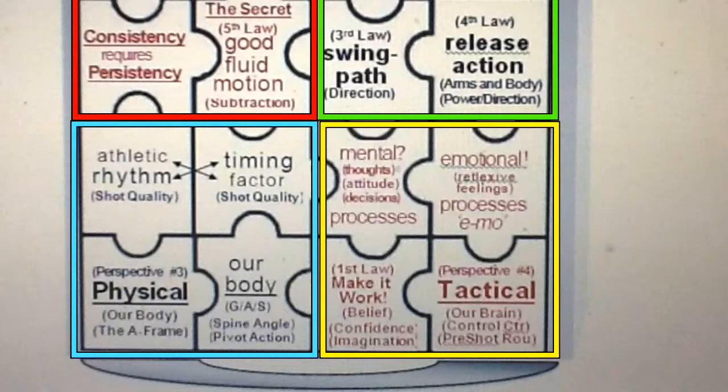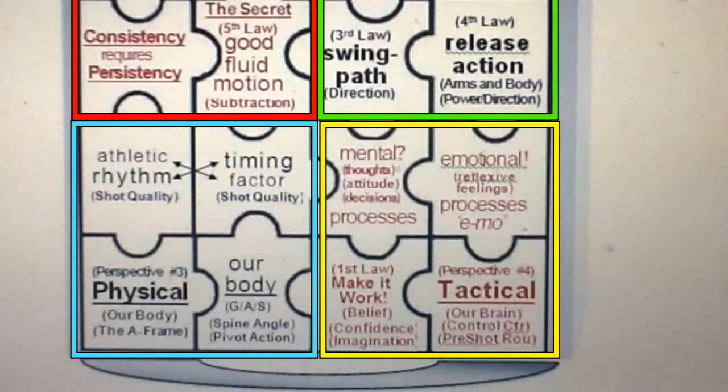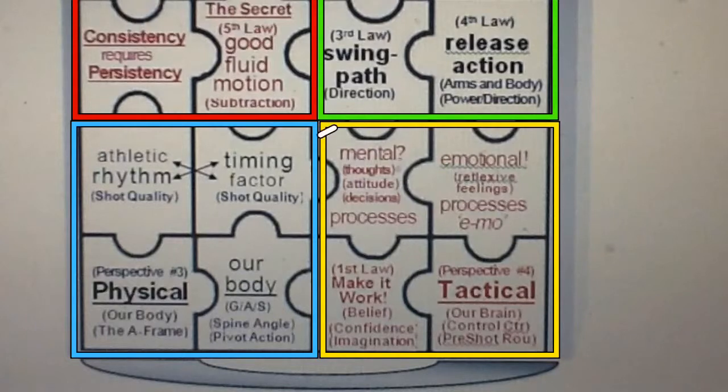And then again, as far as the emotional processes that we have going on, this is all to do with what we refer to in the R3 approach as EMO, that is emotional momentum. The emotional momentum that we have during the round really determines how well the round is going to play out as we move around the golf course. Very much a function of the reflexive feelings that we're having on any given shot.